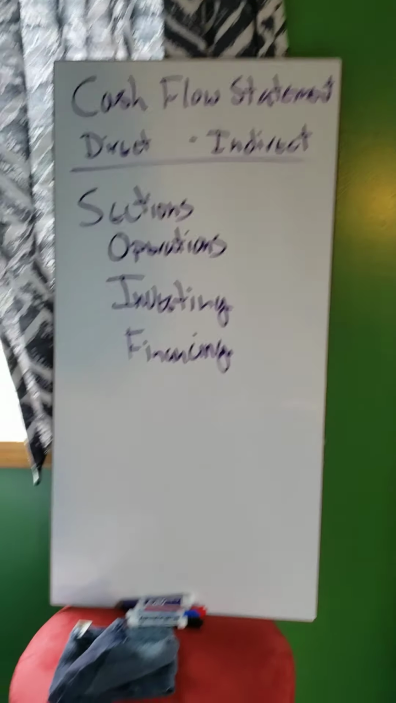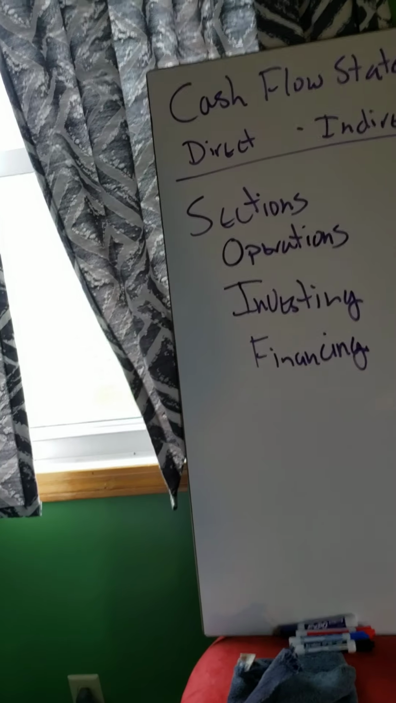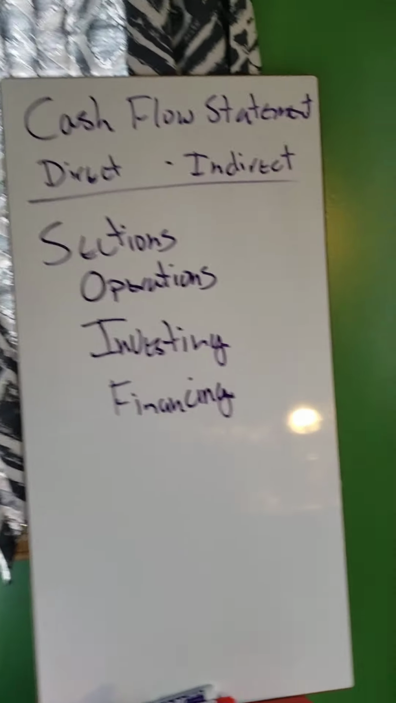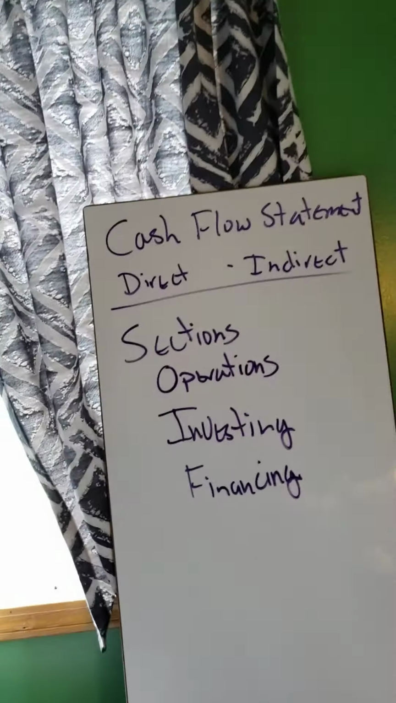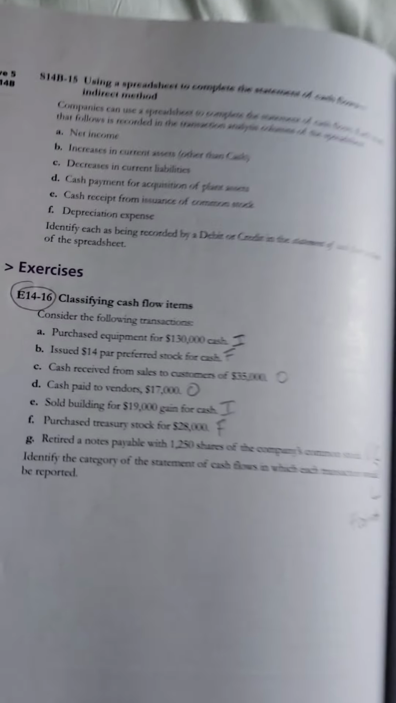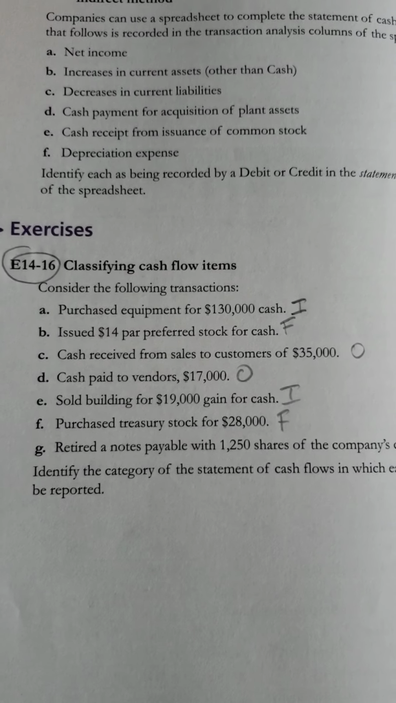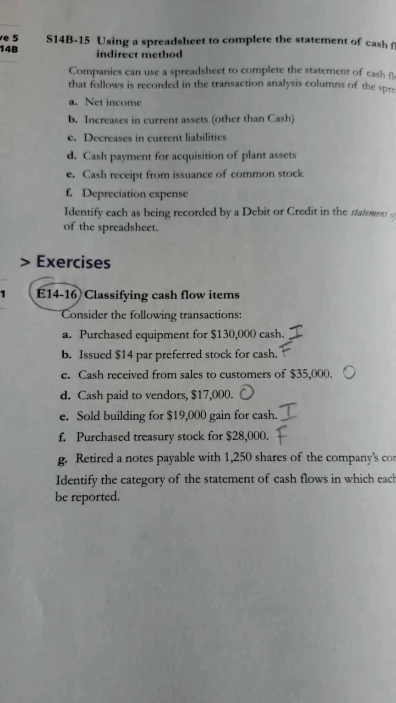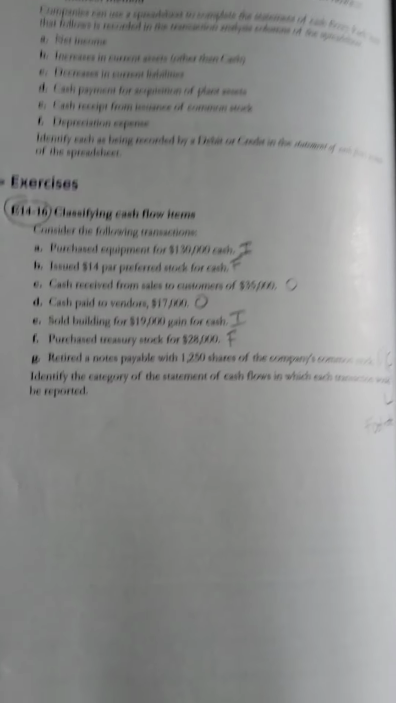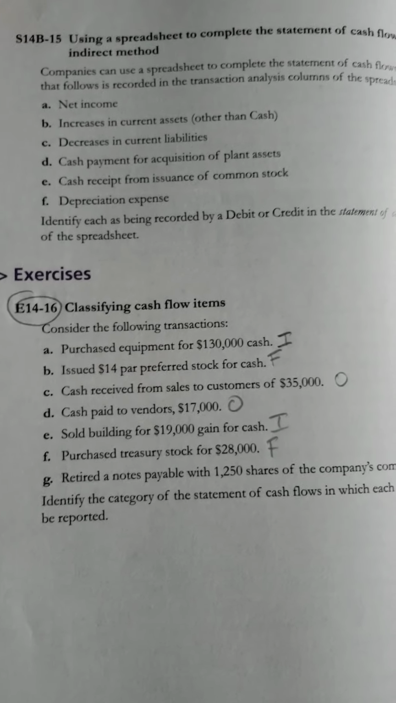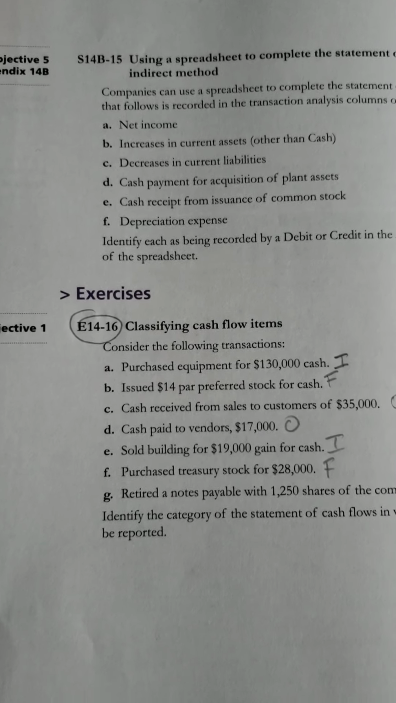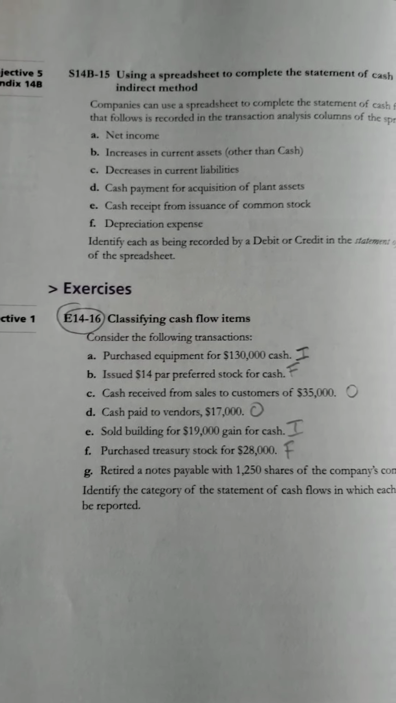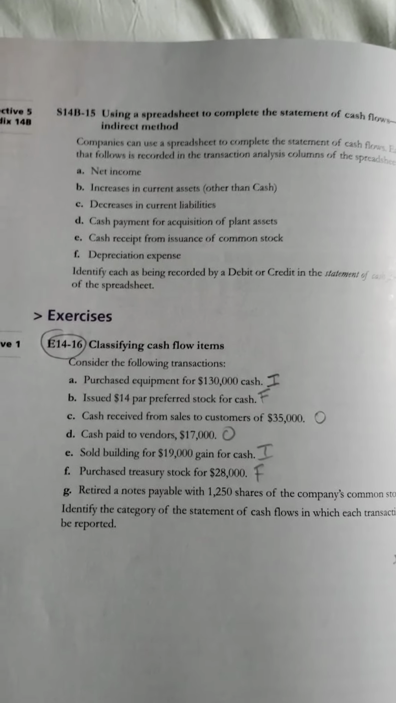Okay, with that little bit of an overview, let's look at these two problems that I assigned you for today. The first one: purchased equipment for $130,000. That would be an investing activity. Issued $14 of preferred stock for cash. That would be a financing activity.